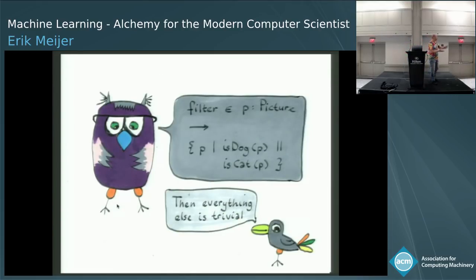Now, if we would like to try to write a specification, how would that look? Say that I want to filter pictures that have cats or dogs. I can give it this type: take a picture P, and only keep the ones that are pictures of cats or pictures of dogs. Now, of course, I still don't know how to specify what is a dog or what is a cat. How do you write a formal specification that tells you if a picture is a cat or a dog?